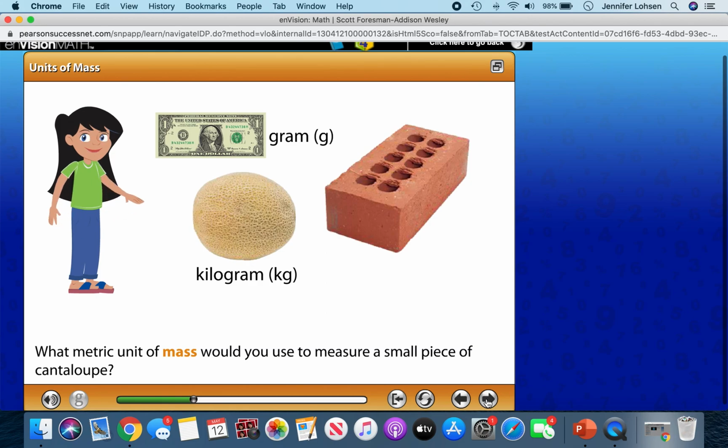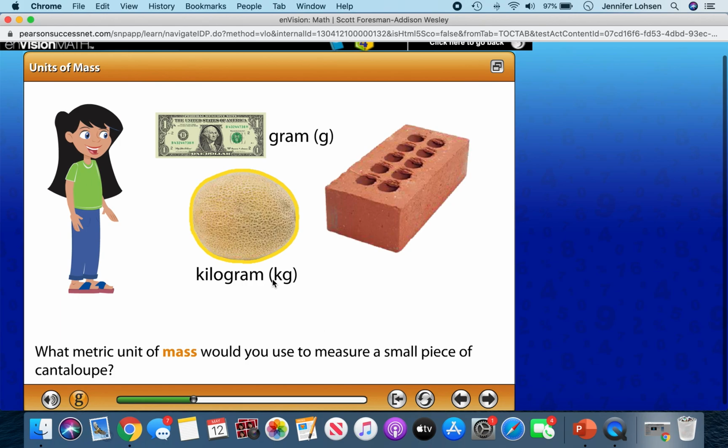What metric unit of mass would you use to measure a small piece of cantaloupe? Okay, so we're going to fractions here. So this whole cantaloupe is 1 kilogram. Okay, so 1,000 grams is this whole thing. Now, if I took this cantaloupe and I chopped it up into little itty bitty pieces, and I just had one small piece, maybe like this big, in my hand, what would be the most appropriate unit for me to measure just that little piece of the cantaloupe? Do you think it would be appropriate for me to use the gram as my unit of measurement? Or would it be appropriate for me to use the kilogram?